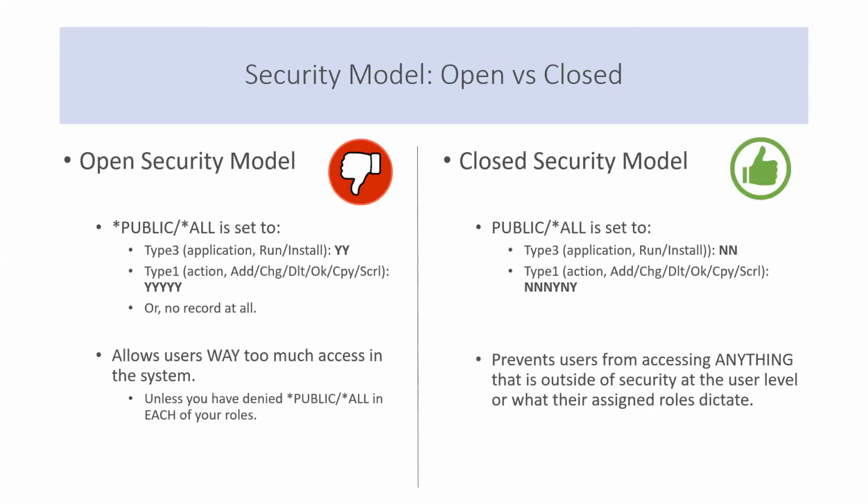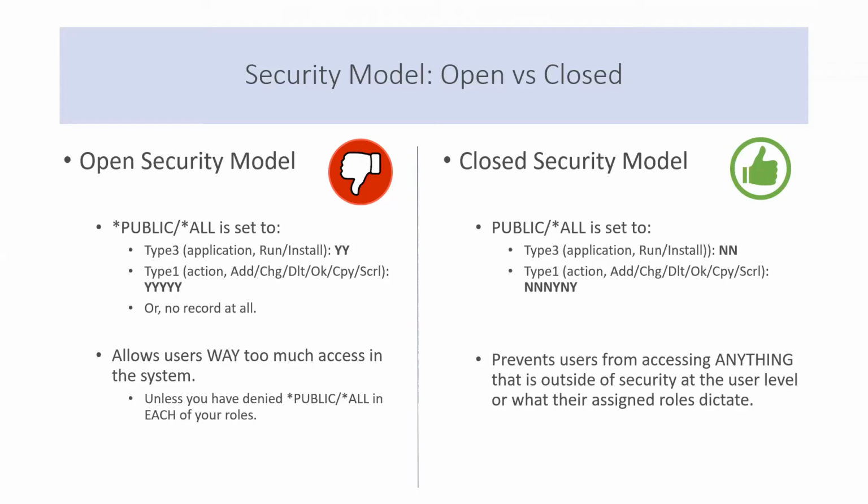All right, so let's break down our open versus closed model. In an open model, you can see I got my red thumb here. It's not best practice. The Star Public Star All setting is set to, so for type 3, it's going to have the yeses. So yes and yes for run and install. Type 1, it's going to have yes, yes, yes, yes, yes.